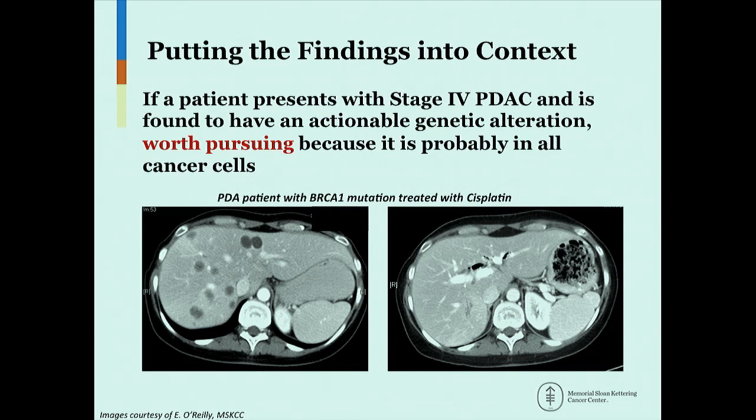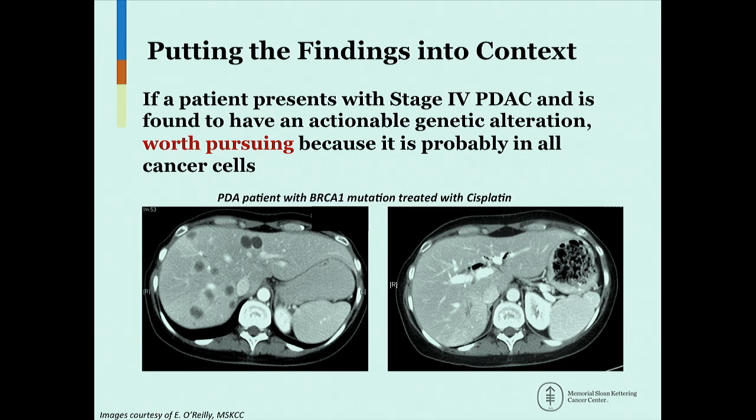So how do we put this in context for pancreas cancer? If a patient presents with stage 4 pancreatic cancer and is found to have an actionable genetic alteration, it is worth pursuing because it's probably truncal. It's probably in all cancer cells. And here's an example to highlight that.